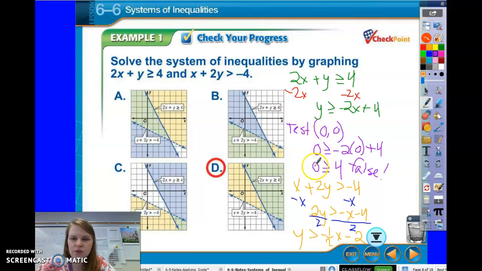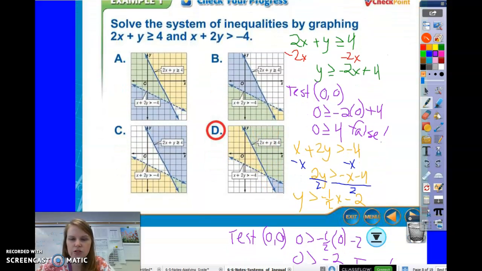But then I needed to figure out, let's do a test point, 0, 0. When I put 0, 0 in here, I got 0 is greater than or equal to 4, which is false. So with this line, it would have to be the area above it that's shaded, because we don't want 0, 0 to be part of the solution. So for this line, we would be shading this area here. It looks like they're using blue, so they shaded this whole area.